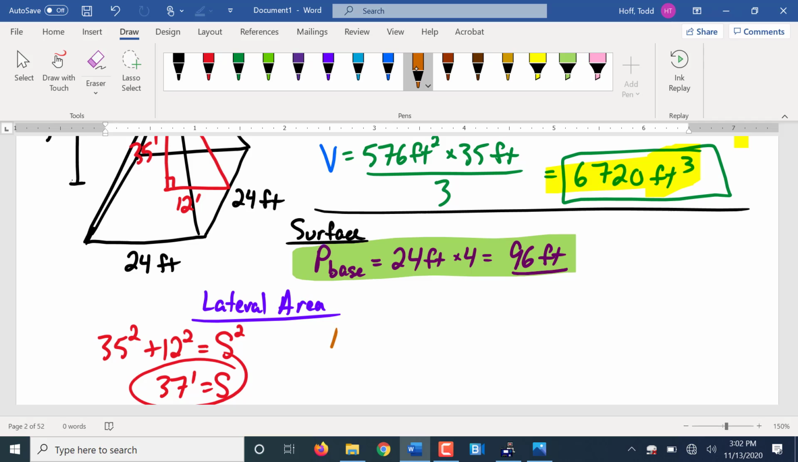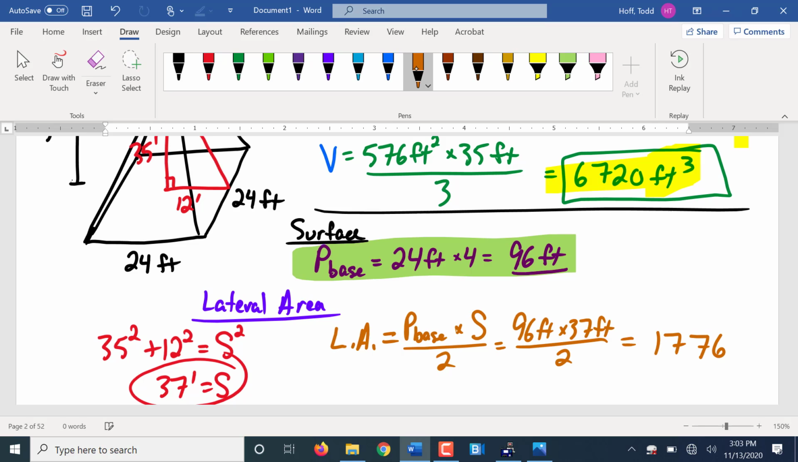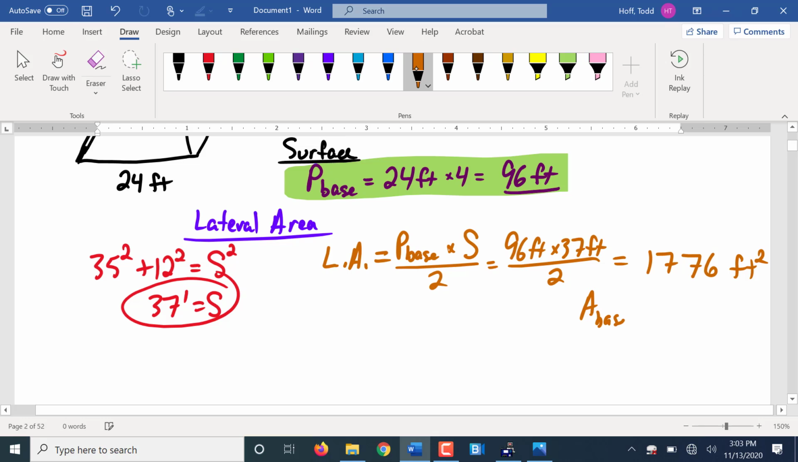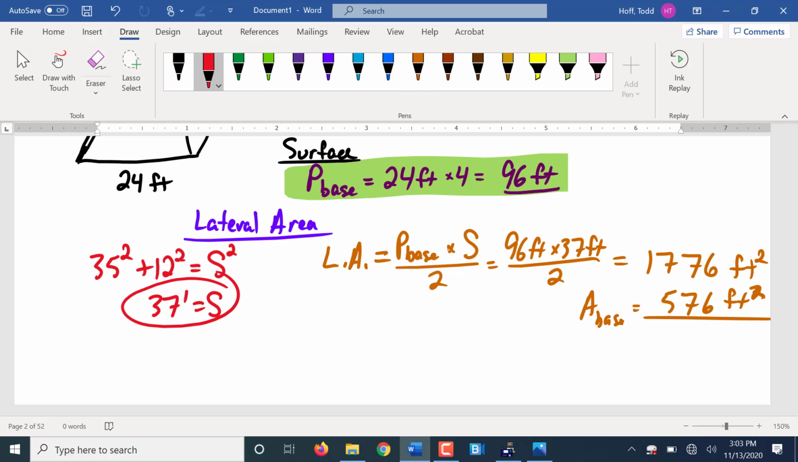So with the information we have, how do we find the lateral area? Perfect. 96 times 37, then divided by 2. Good. Perimeter of the base times the slant divided by 2. What's that give us? 1776? That's patriotic. Square feet. And of course, what do we need to combine with that? The 576 from the area of our base. Giving us a total of, and that is our total surface area.